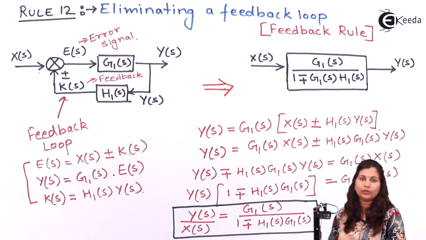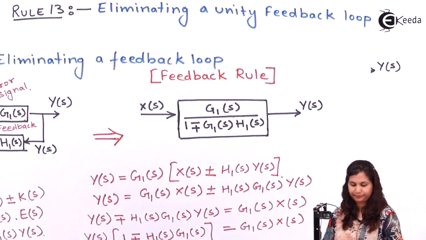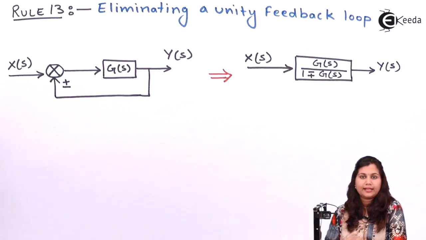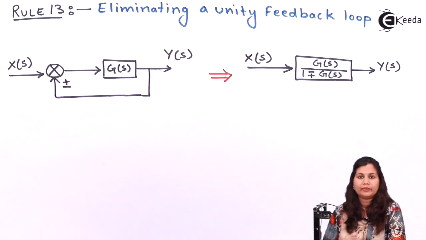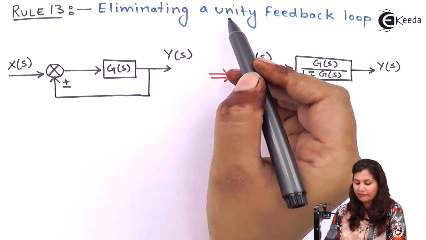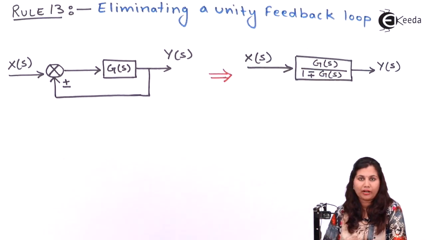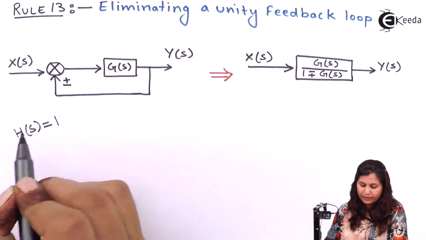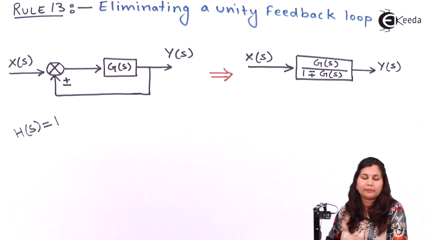Now let's see rule number 13. Rule number 13 is simple, a modification of rule number 12. In rule number 12, you have seen how we can eliminate a feedback loop. Now, if this feedback loop has a unity transfer function, that is Hs is equal to 1, then how can you eliminate a unity feedback loop?